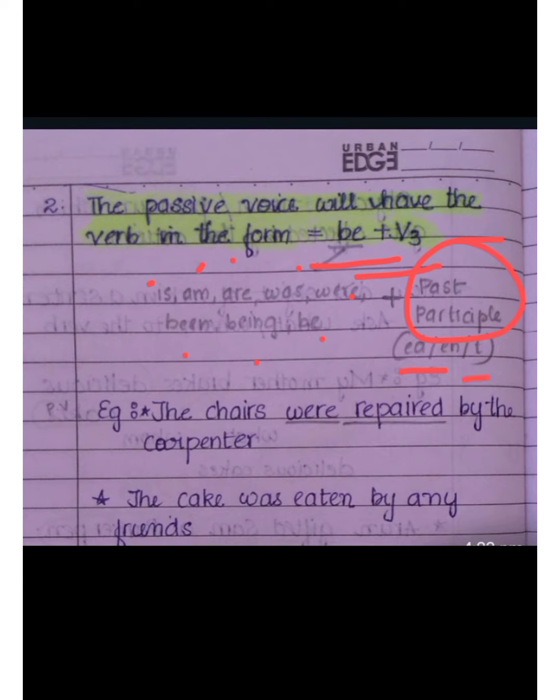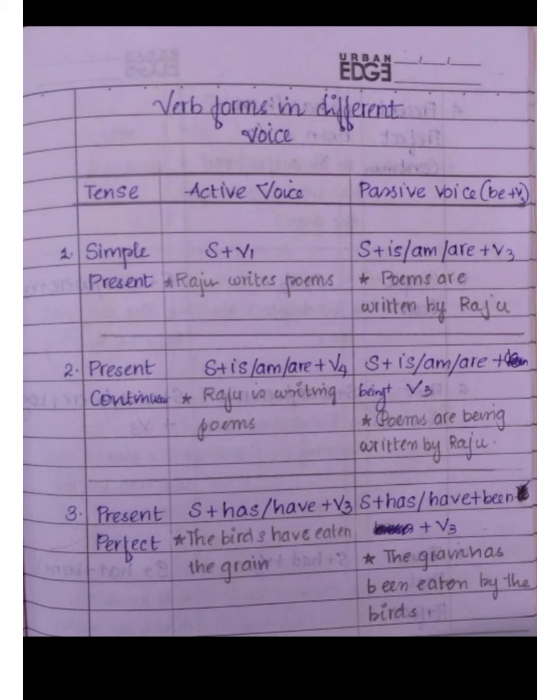Okay, you know, I know, but you know better, isn't it? The example: the chairs were repaired by the carpenter. The cake was eaten by my friends. Okay. Now here you can see the different verb forms in different voices. That is, in active voice, what is the verb form, and in passive voice, what will be the verb form. So here 3 columns are here. In the first column tenses, the second one active voice, and the third one passive voice.